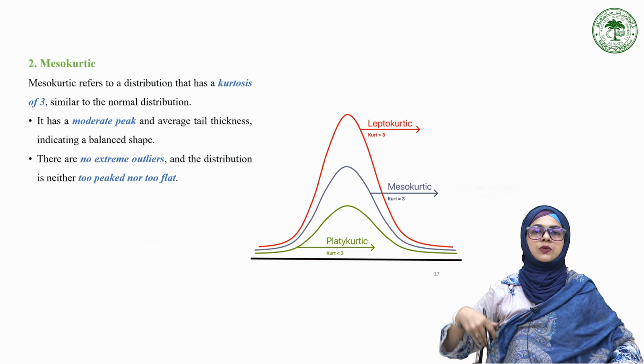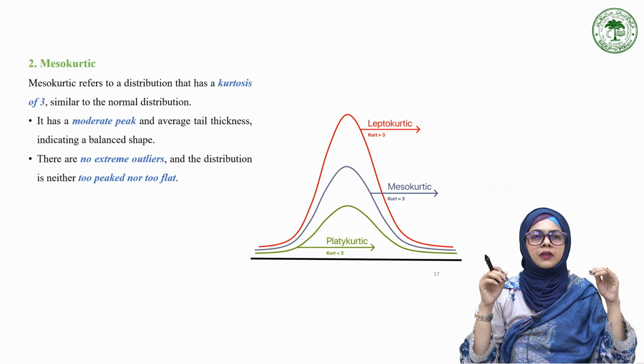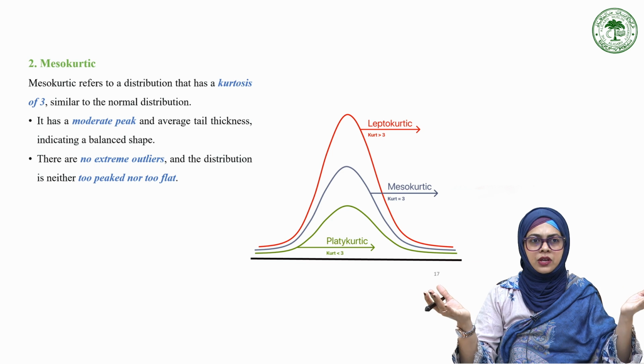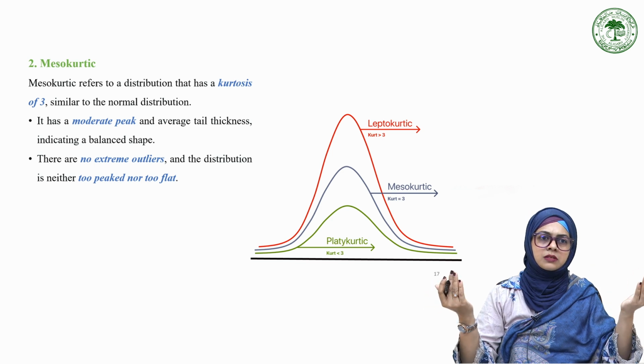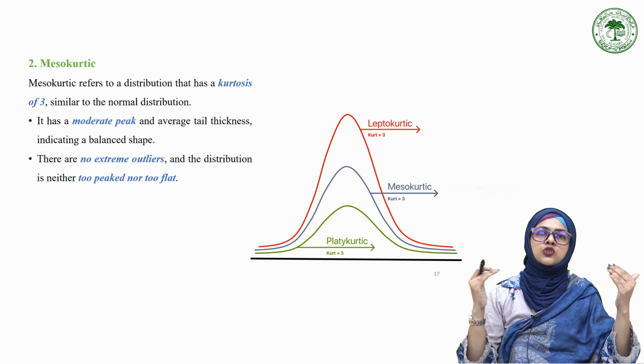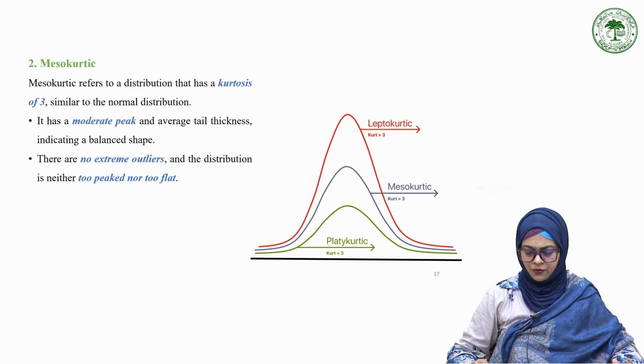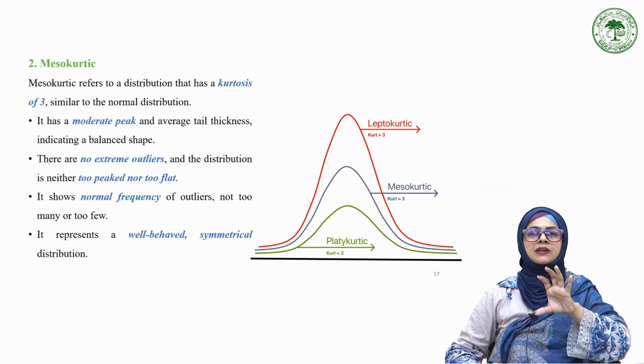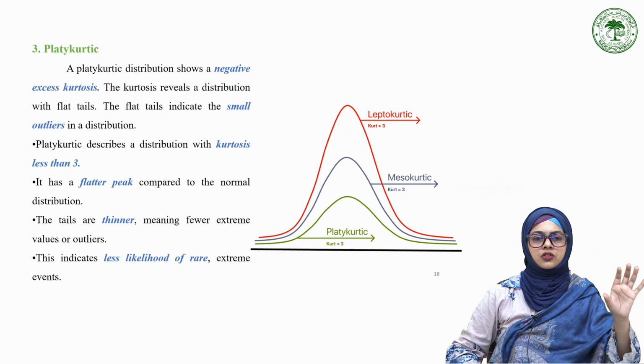Now coming to mesokurtic. Mesokurtic has a moderate peak with kurtosis equal to 3. There are no extreme outliers, and the distribution is neither too peaked nor too flat. It shows a normal frequency of outliers, not too many and not too few, and it basically represents a well-behaved symmetrical distribution.